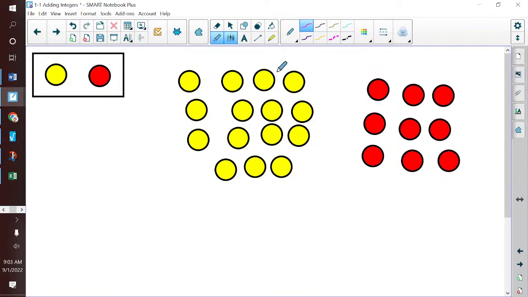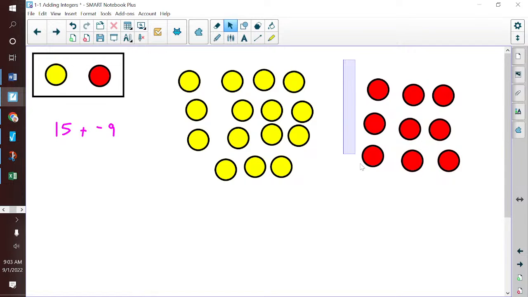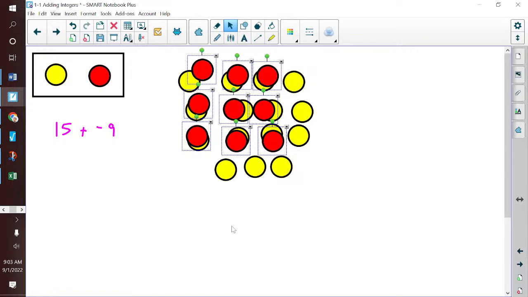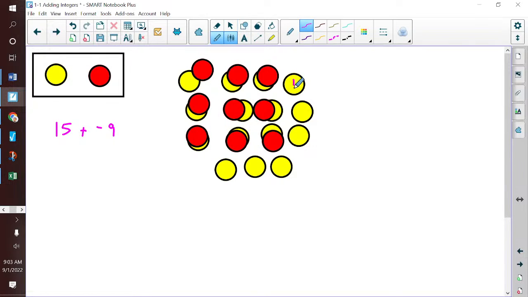In this case, we have 15 positives. We're adding to that 9 negatives. So if we look, if we grab hold of our 9 negatives and drag them over, we're going to be left with 1, 2, 3, 4, 5, 6 positives. So we had different signs again, and the sum of them is 6.